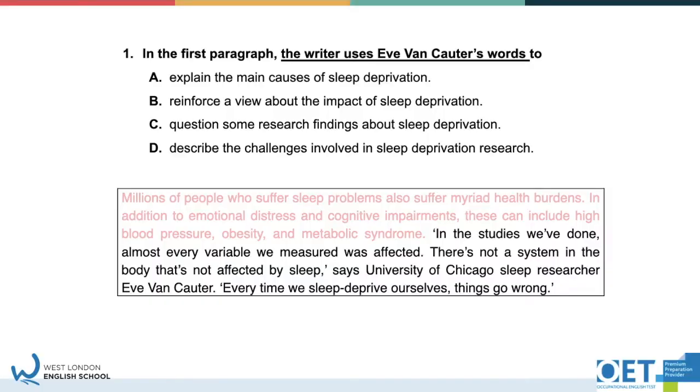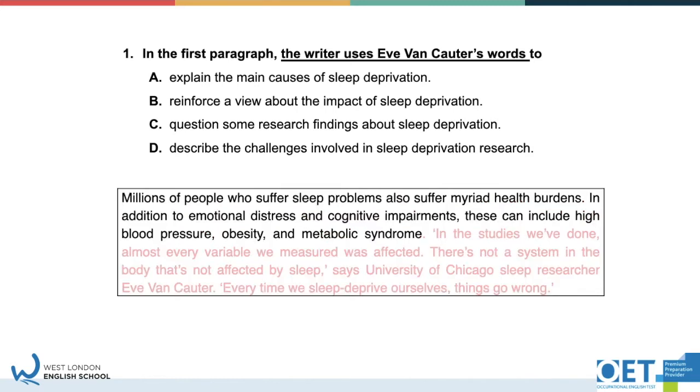Okay, so let's have a look at the question, because we need to deconstruct that and make sure that we really understand the question. So we can see the writer uses Eve Van Corter's words. So we need to look for what she actually said, and that would be the quotation marks at the bottom. So if we read what she says, why is the writer using these words? And to understand that, we also need to look at the paragraph before.